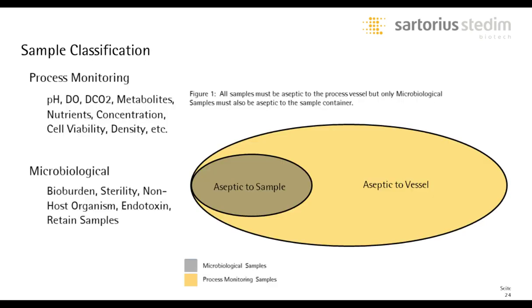So regardless of which category or bucket those samples fall in, they all have one thing in common, and that's they must be aseptic to the vessel from which they are being pulled. Microbiological samples have the additional burden of needing to maintain sterility of the sample as well, whereas process monitoring samples need not be sterile for the actual assay.